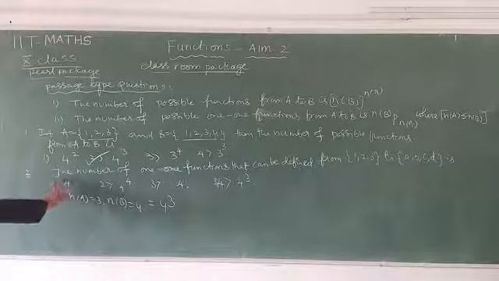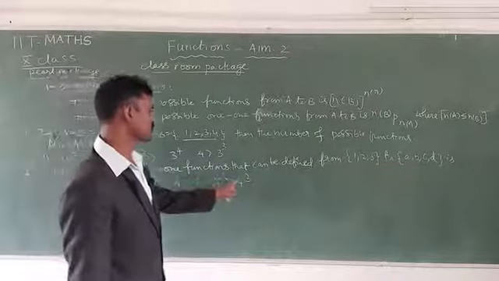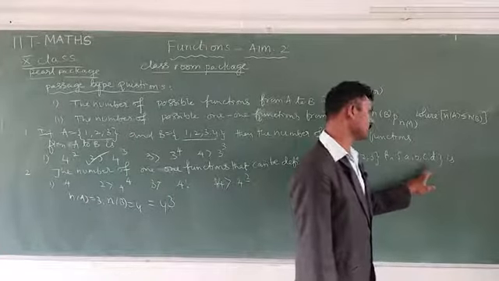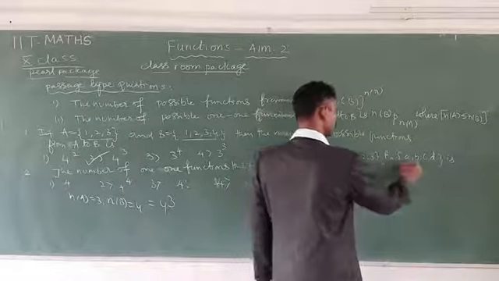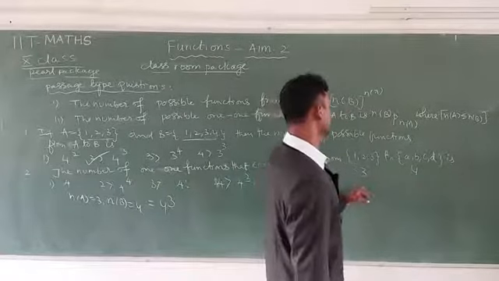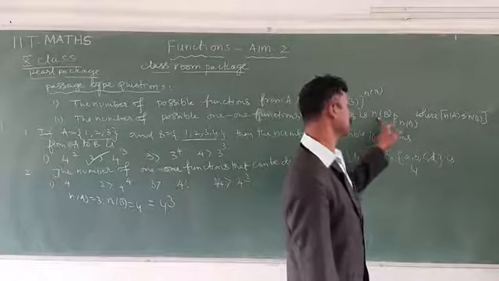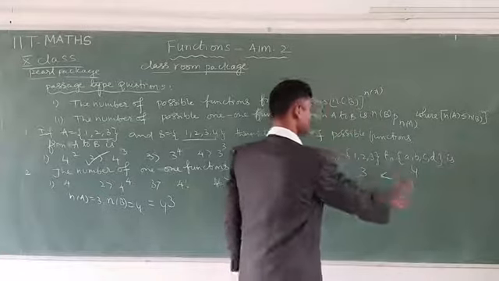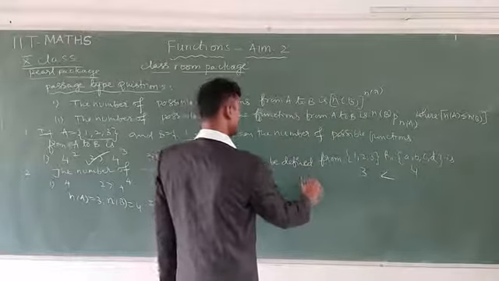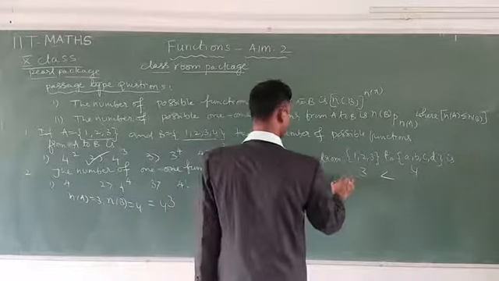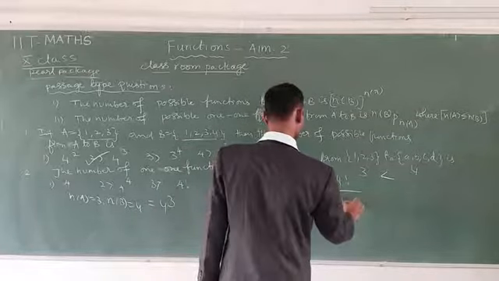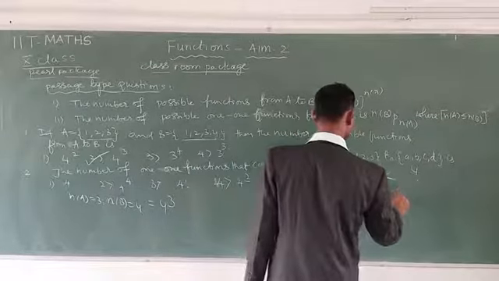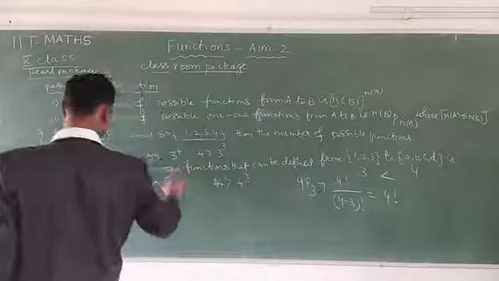Now see here, the number of one-one functions that can be defined from the set {1, 2, 3} to the set {A, B, C, D}. Here there are 3 elements and here 4 elements as given. The number of one-one functions is n(B)P n(A), where n(A) is less than n(B). Now this is written as 4P3, which is 4 factorial by (4 minus 3) factorial. 4 minus 3 is 1, and 1 factorial is equal to 1. Then its value is 4 factorial. Which option? Here the third option. Note it down.